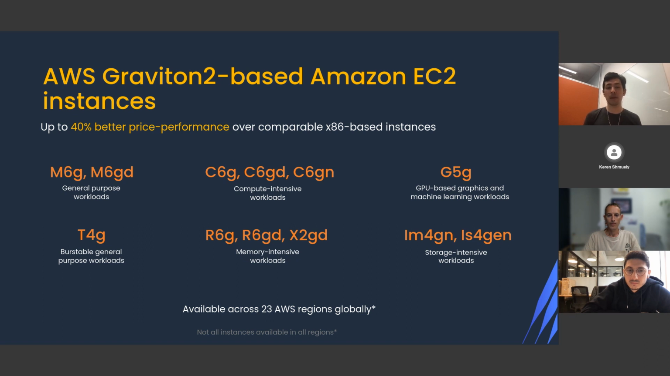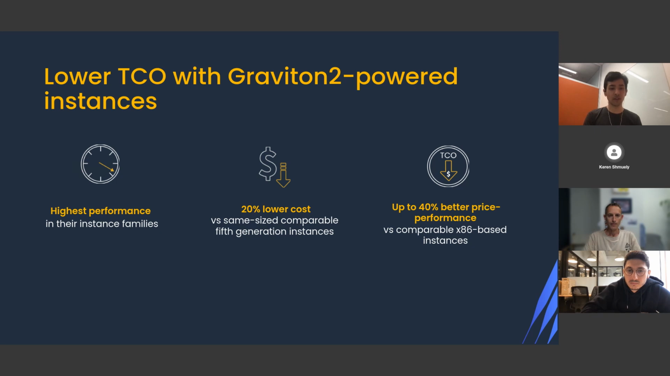They receive 40% better price performance over comparable x86-based instances and are currently available in 23 regions globally. With that, switching to these Graviton 2 powered instances can help lower total cost of ownership significantly. Customers will still be using the highest performance instances within a given family and can do so at 20% lower costs when compared to similar instances. And this leads to overall 40% better price performance. So not only are customers getting great performance out of Graviton-based instances, they also get to do it at a lower cost. So customers don't need to compromise to get great performance here and to get those cost benefits.